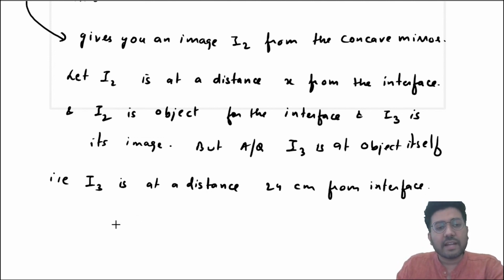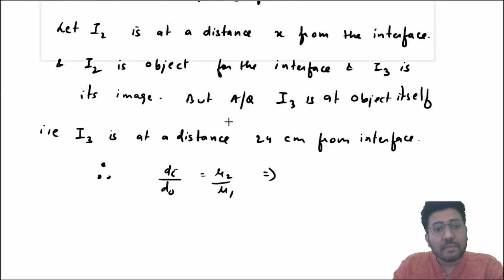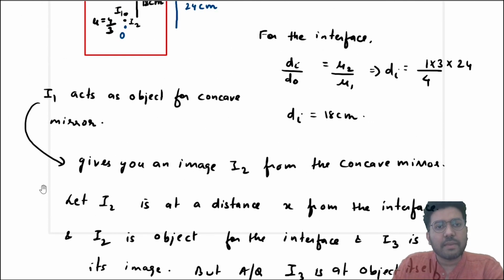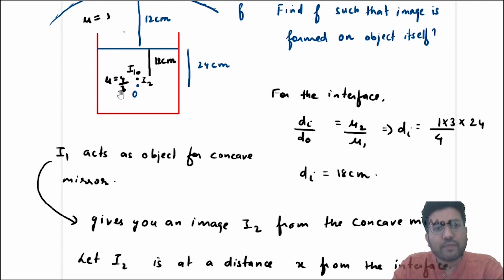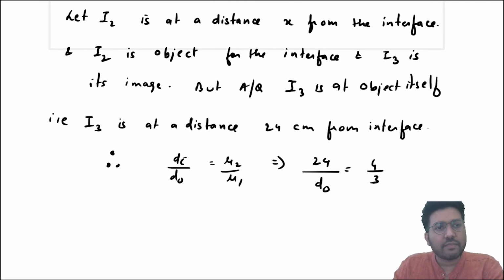Right? So therefore di by do is equal to mu2 by mu1. From this I will get do. Final image I3 I know already, so di is 24. Do, we don't know. Mu2, this time light is coming from here to here, so mu2 is 4 by 3 and mu1 is 1. So I will write 4 by 3 divided by 1. From this I will get the value of do.